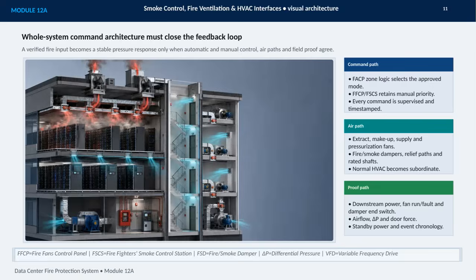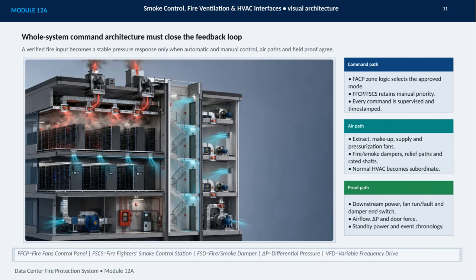This slide presents the core idea behind smoke control and HVAC interface design. The system must close the feedback loop. A fire input from the approved detection logic is only the beginning. The command path determines the operating mode through the FACP, while the FFCP or FSCS preserves manual priority for firefighters. Each command must also be supervised and time-stamped, so the sequence can be understood and verified.